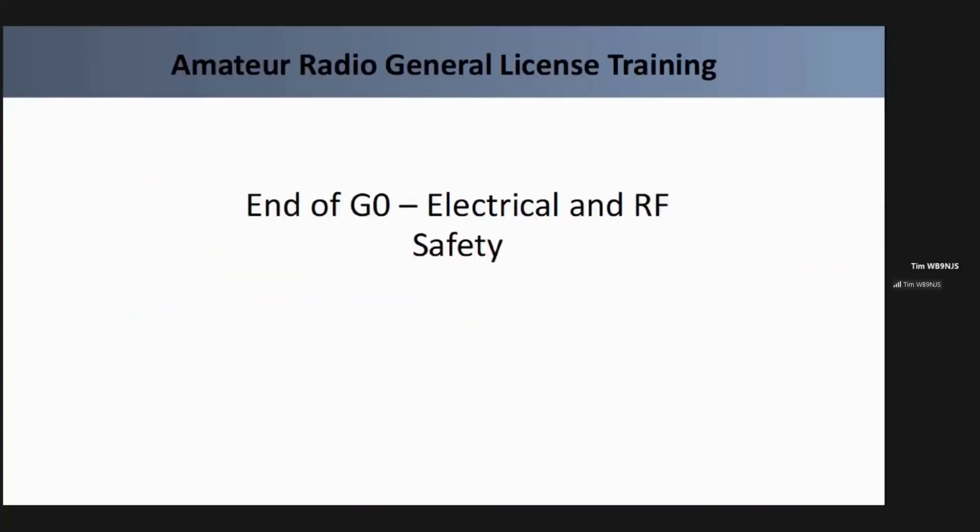That's it. We're at the end of G0, electrical and RF safety. And yeah, there's only 2 questions on the exam. But as I said at the beginning, do not underestimate the importance of this, because there are certain aspects of this hobby that have dangers, potentially lethal dangers associated with them.